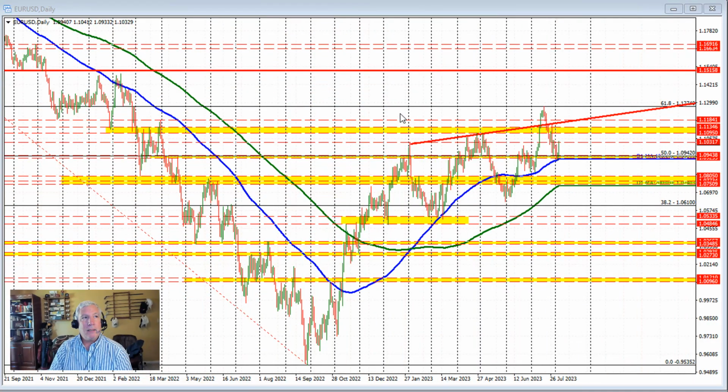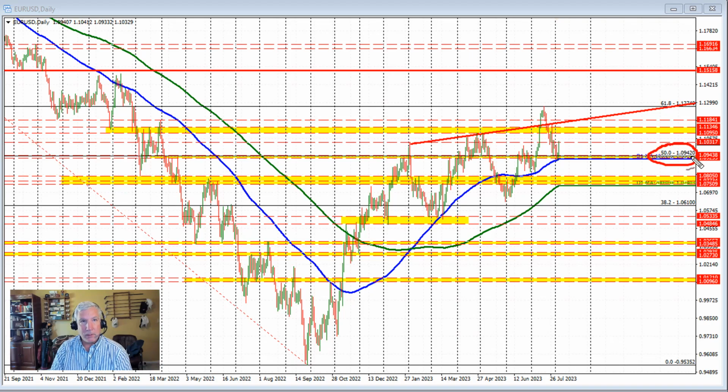I'm going to take a look at the euro versus US dollar as we work toward the close of the current week and look forward to next week's trading. Let's start by taking a look at the daily chart. And if we look at the daily chart, what was in play this week was the 50% retracement. I'm going to start with that.